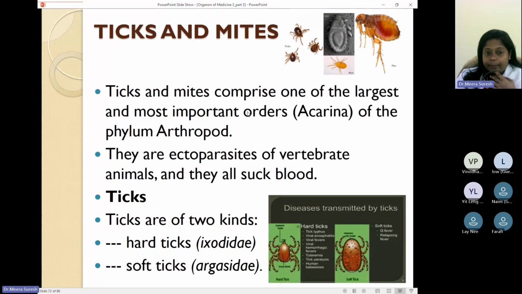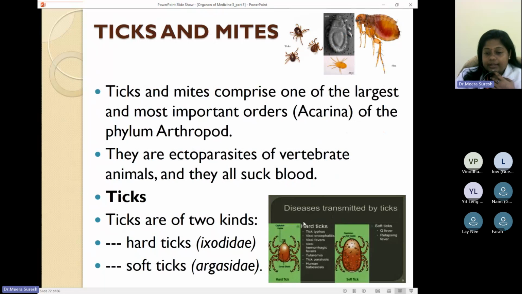Now we have the ticks and mites. They belong to the largest and most important order of the phylum Arthropoda. The order to which ticks and mites belong is called Acarina. They are ectoparasites of vertebrate animals and they all suck blood. In the case of ticks, we have two kinds, which you might already know: the soft ticks and the hard ticks.